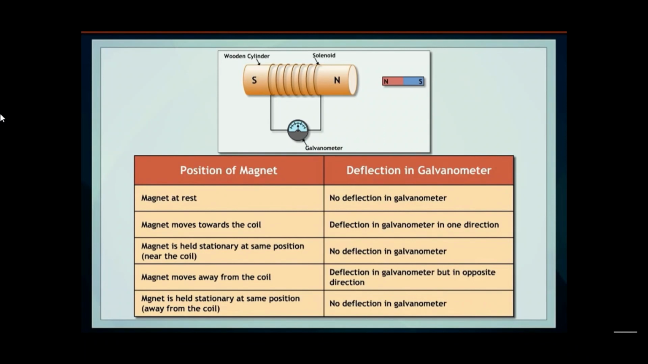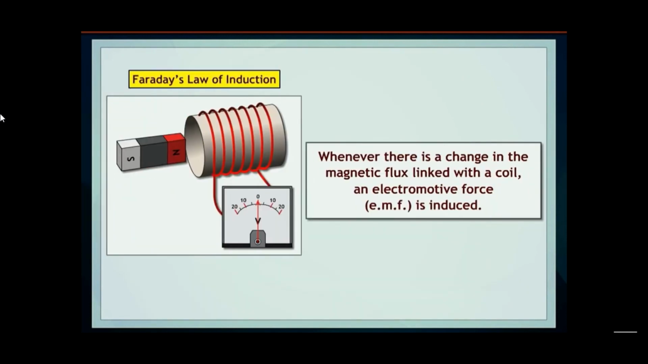Position of the magnet and deflection in the galvanometer. Magnet at rest, no deflection in the galvanometer. Magnet moves towards the coil, then the deflection will be outwards.